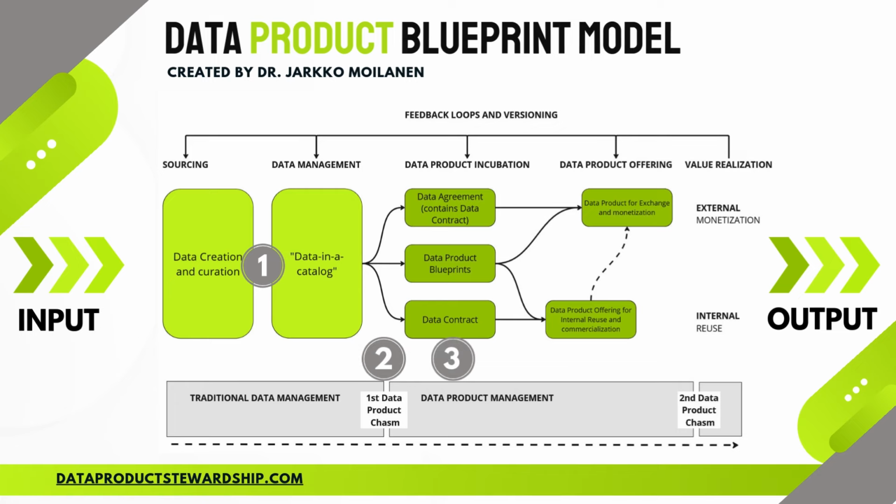Next, we enter the data product incubation phase, a critical step where raw data begins to take shape as a fully realized product. In this phase, we start by defining data contracts, which set clear expectations between data producers and consumers, specifying requirements like data quality, delivery timelines, and usage guidelines. Then, we move on to building data product blueprints, which act as detailed plans outlining the structure, functionality, pricing models, and overall purpose of the data product.